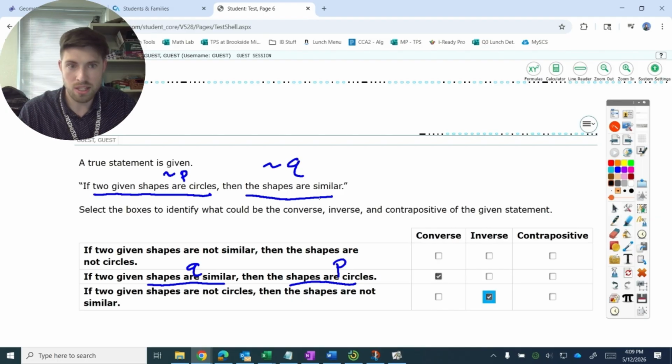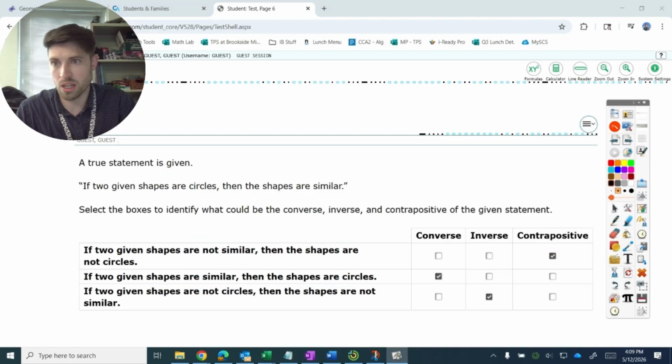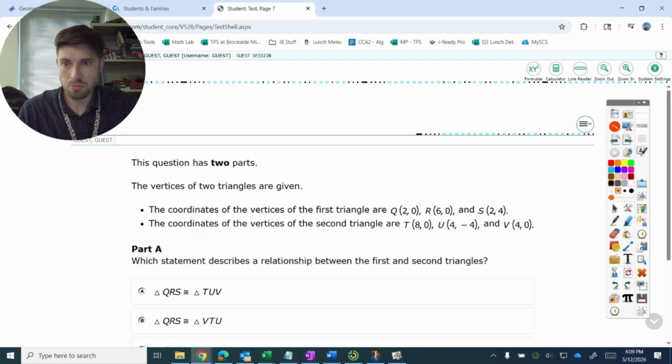And then the contrapositive means we both flip and negate them. So we put the shapes are similar, but we add the not in it. And then the shapes are not circles. That would be not Q and then not P. So that's our contrapositive. For this one, you're just going to have to remember the difference between those four kinds of conditional statements.